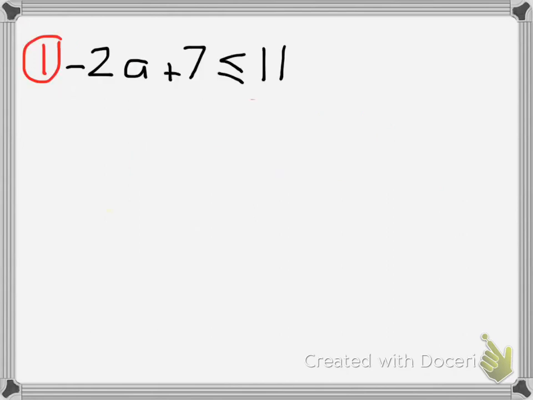So the first question here is negative 2a plus 7 is less than or equal to 11. We're going to start solving this as we normally would. We're going to minus 7 from both sides. That's going to give us negative 2a is less than or equal to 11 minus 7, which is 4.